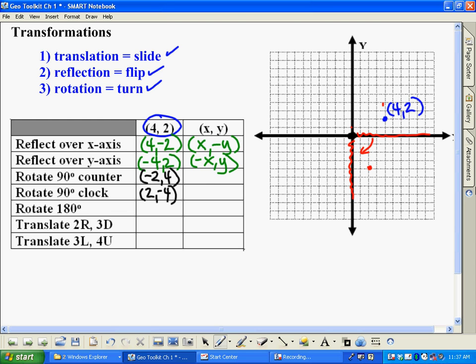And finally, if we kept going and went another 90 degrees, it doesn't really matter which direction you go in, because 180 degrees is half a circle. Whether you go clockwise or counterclockwise doesn't matter. Once again, we're going to count along 4 here, 1, 2, 3, 4, and then left 2 from there, and that would be -4, -2.